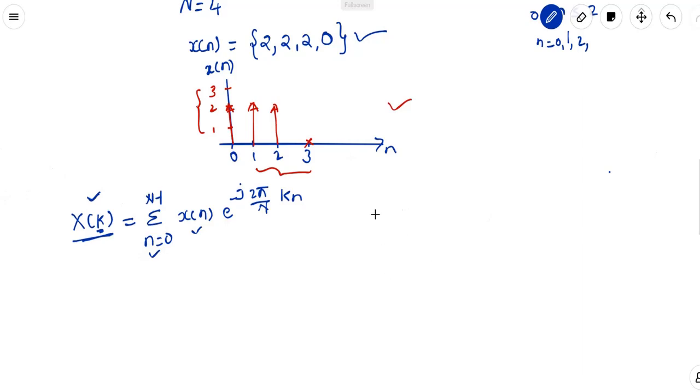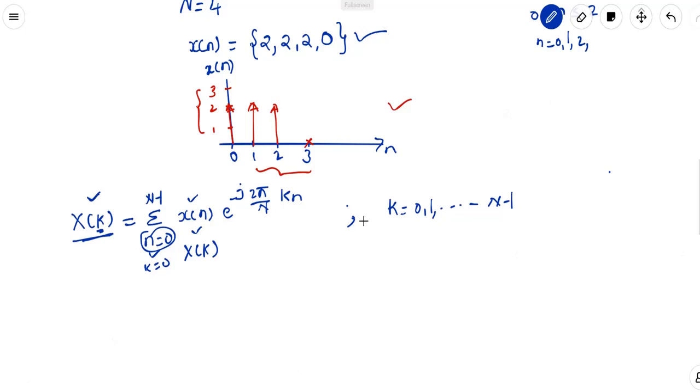Now we will define the range of k. The range of k is k is equal to 0, 1, up to N minus 1. Usually in this subject the range of k and n will be the same. If it is different, then they will specify it in the problem. If they do not specify it, then you can take the range of k and n as the same. One more thing to remember: if the input is x of n, then the range will be in n only. If the input is X of k, then you have to use the range of k equal to 0 to N minus 1.